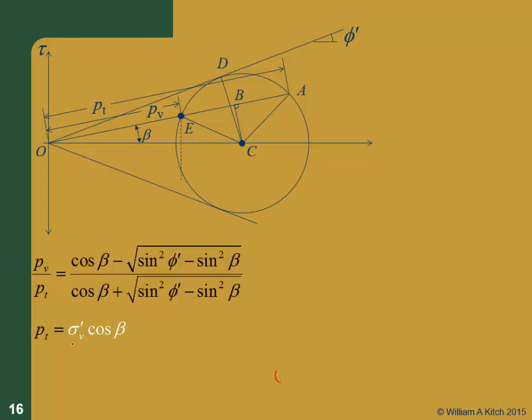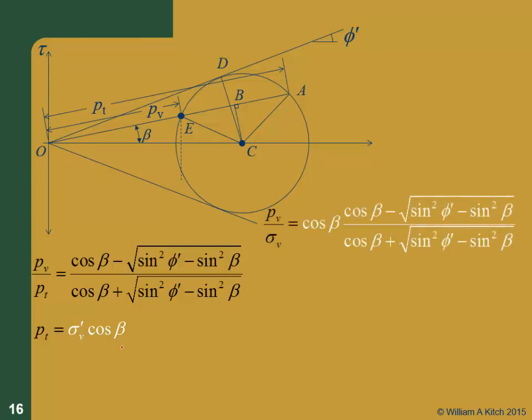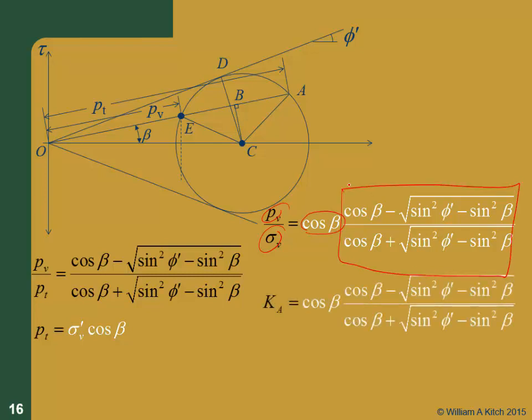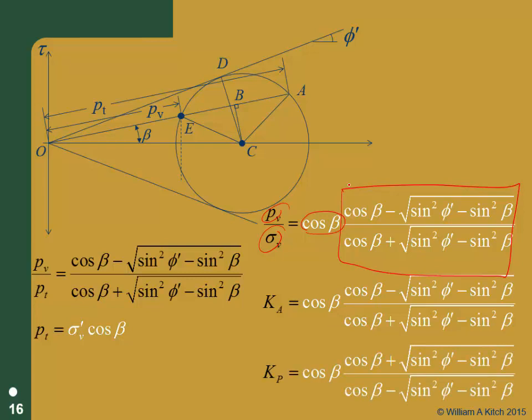But PT is sigma V times cosine beta. Remember, PV was based on the angle and not the horizontal surface. So then I can write that PV over sigma prime V is going to be cosine beta times this whole quantity that we just derived, and that is going to be equal to Ka. And Kp is going to be similar. We're just going to switch these signs because we're going to be working on the circle on the other side. And that you should recognize as the Rankine earth pressure for the case where you have a sloping surface.